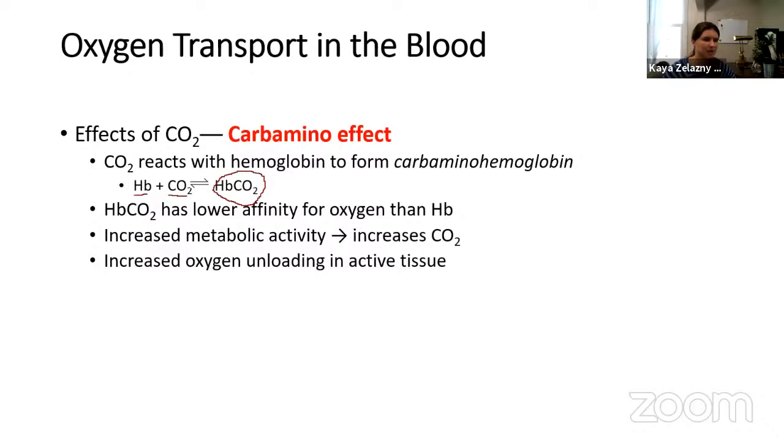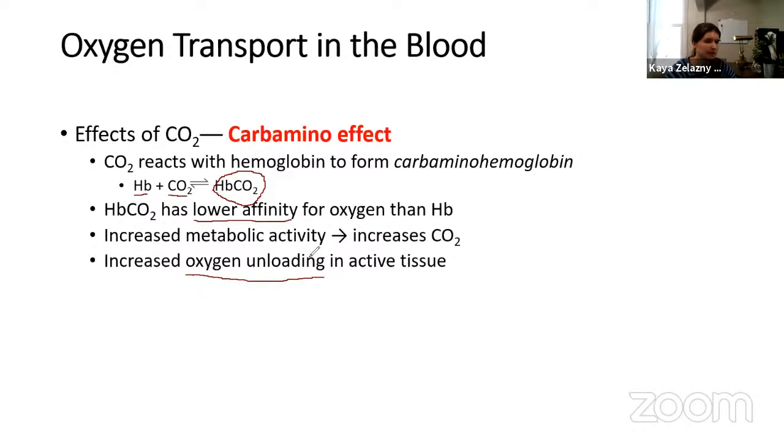And carbaminohemoglobin has a lower affinity for oxygen than hemoglobin on its own does. So it can still carry some oxygen, but not as much. So when we have a lower affinity, that's a rightward shift, okay? So we can see that when we have a bunch of carbon dioxide, we're creating carbaminohemoglobin, we're lowering the affinity. That's basically going to make it easier to get oxygen off our hemoglobin.